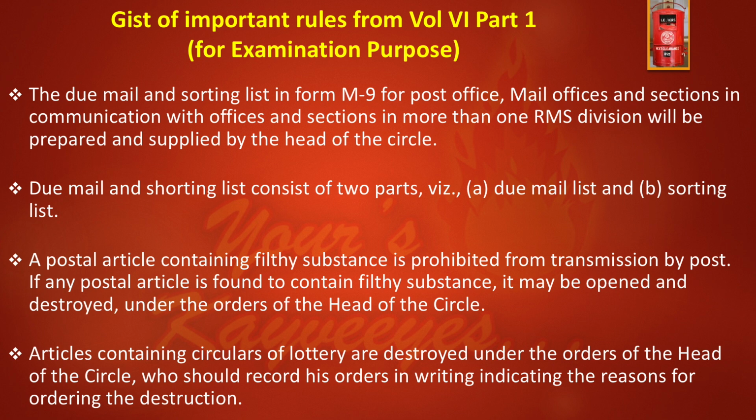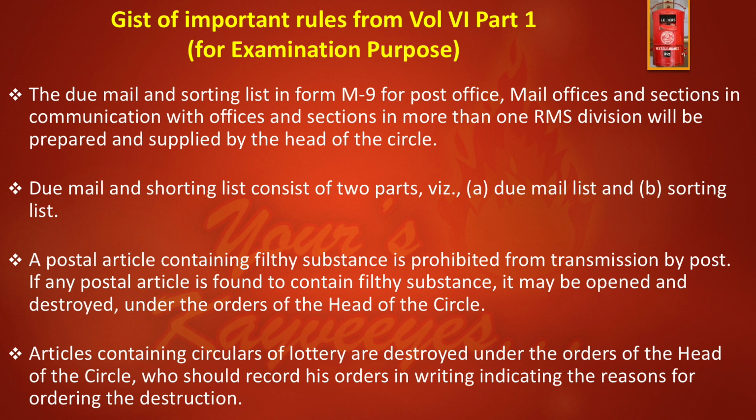The due mail and sorting list in Form M9 for post offices, mail offices and sections in communication with offices and sections in more than one RMS division will be prepared and supplied by the head of the circle. Due mail and sorting list consist of two parts. One, due mail list, and second, sorting list.